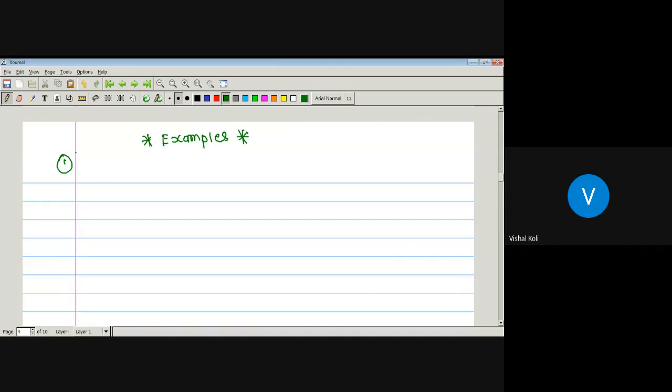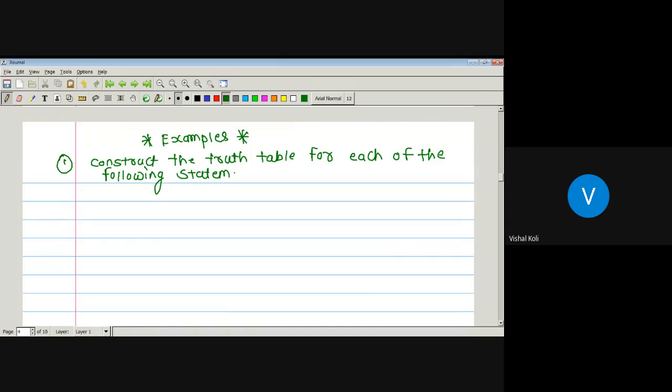First one, construct the truth table for each of the following statement patterns. Here we just have to construct the truth table.